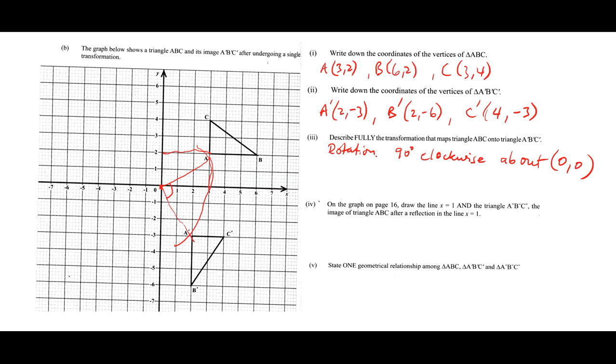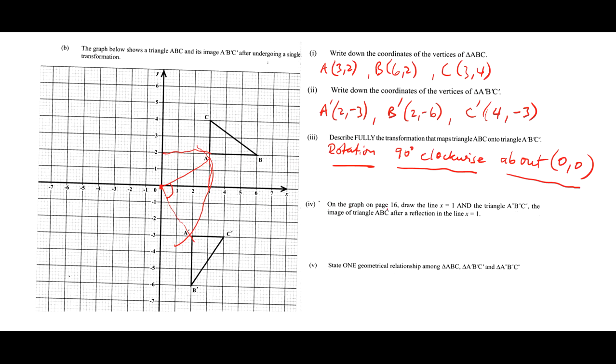So usually if we have to describe our transformation fully, we need to give certain pieces of information. So it's a rotation, we need to give the angle and the direction, 90 degrees clockwise, and we need to give the point about which we are rotating. In this case, it's the origin, which is 0, 0, right? So using our compasses, we can easily check to see if it's a rotation, and we can use our protractor to measure the angle. It was measured and I got 90 degrees.